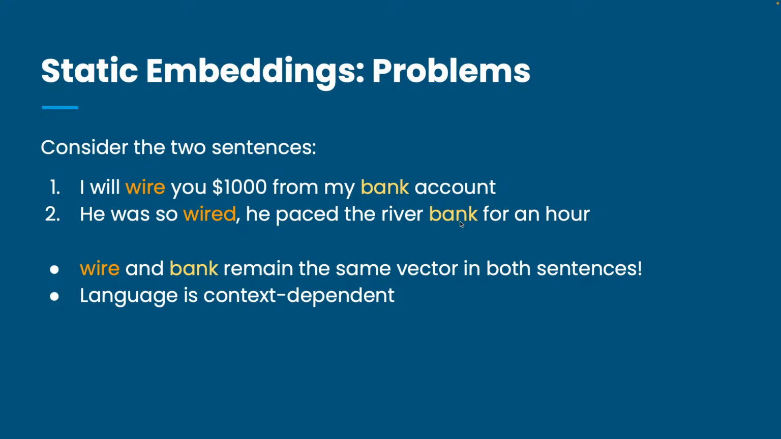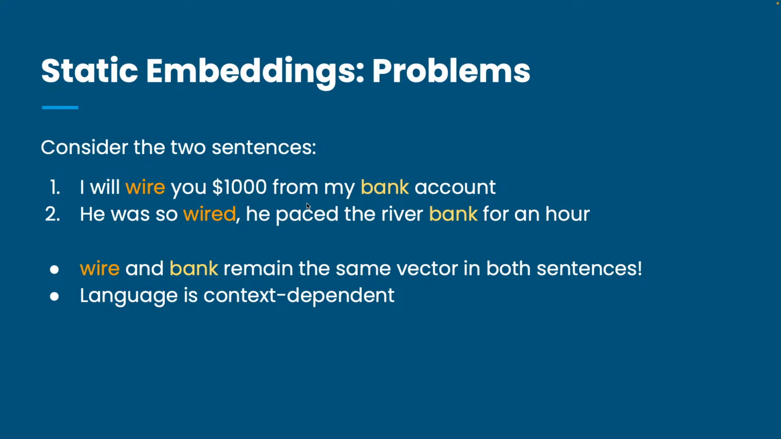And same goes for bank. In the first sentence, the word bank means a financial bank, whereas in the second sentence, the word bank means river bank. Again, two completely different concepts, even though they're the same word. But static embeddings conflate the two, because static embeddings only assign one vector to every word.